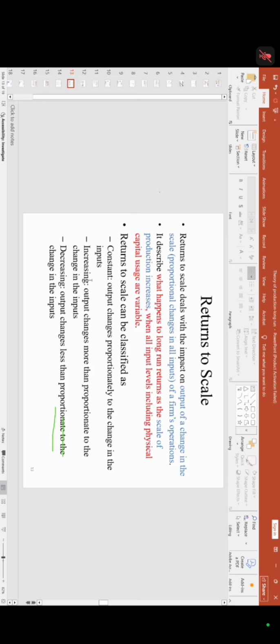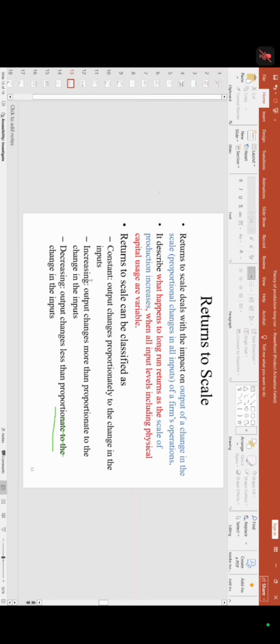Constant means your output has changed by exactly the same amount as the increase in inputs. It's equal, constant, proportionately. Increasing in the sense that output changes more than proportionately to the change in input. Output has changed by a greater amount than the change in input. That is increasing. Okay? Decreasing means output changes less than proportionately to input.